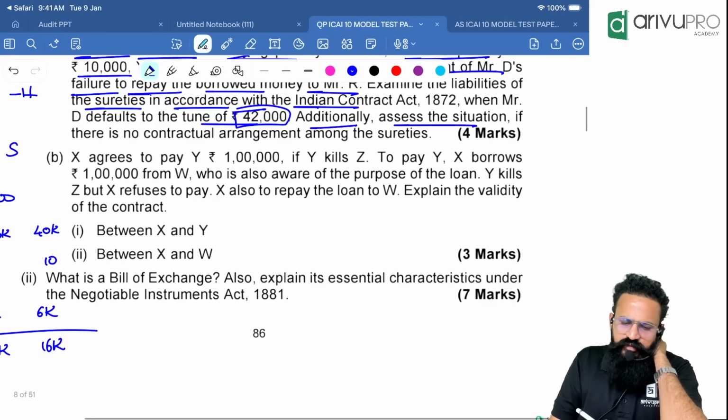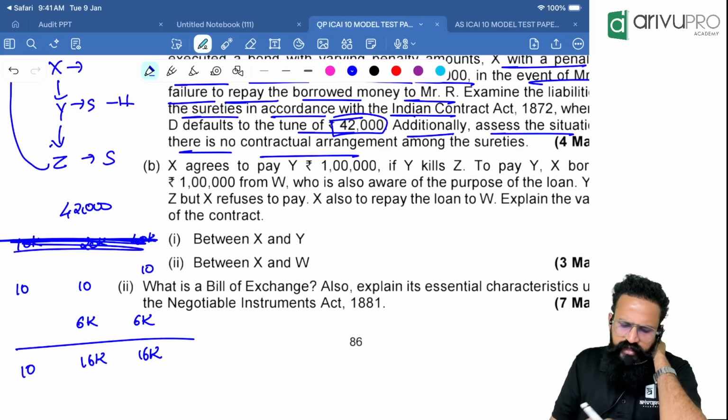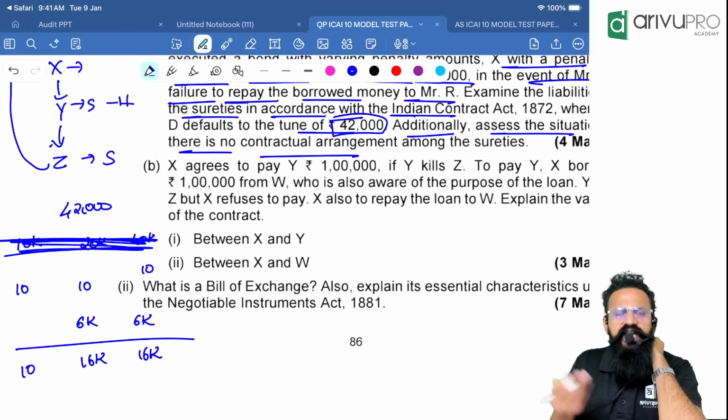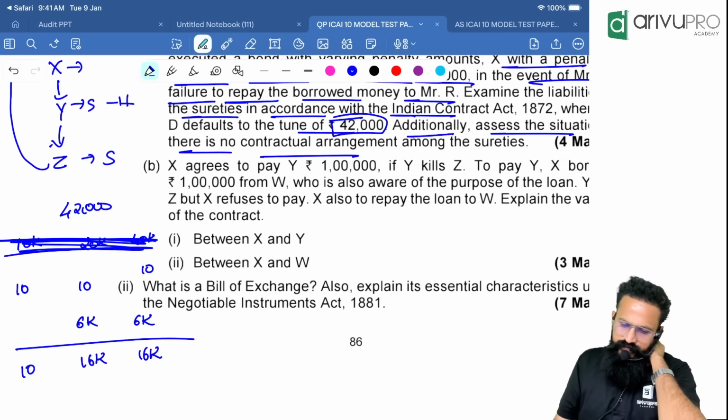Additionally, assess the situation if there is no contractual arrangement, meaning we have not agreed on anything like 20k, 10k and all. If nothing is agreed, then we will share it equally. So 42k divided by 3.